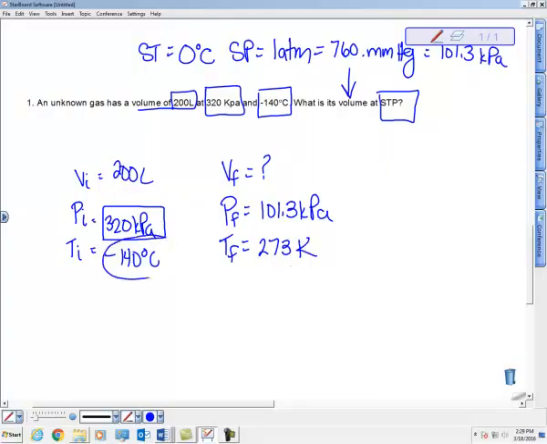I need to fix that real quick, so I'm just going to change that to Kelvin. 273.15. Remember, that is a negative, so be careful. 273.15 minus 140. All right, looks like the initial temperature in Kelvin is 133. So don't use this.